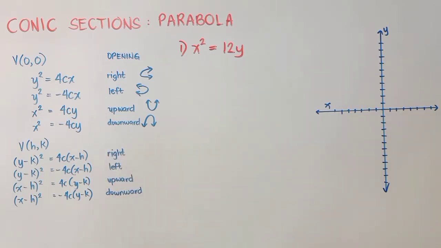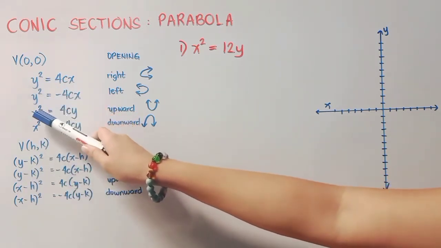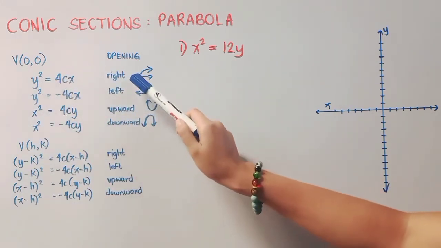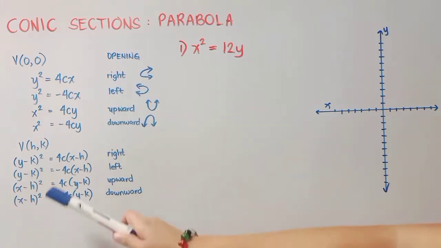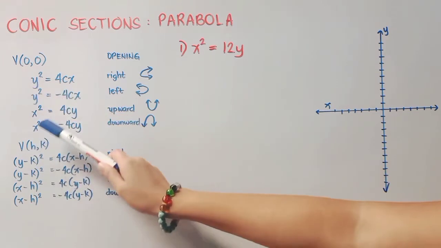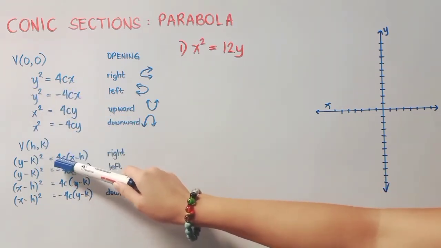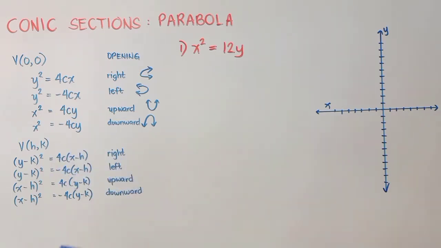Noticing the forms, we have here y squared and the other one is x squared. As you can see, if it's positive here, then the parabola opens to the right. If it's negative, it opens to the left. Same here below, we just place k here and h here. If it's positive, it still opens to the right. If it's negative, the parabola opens to the left.